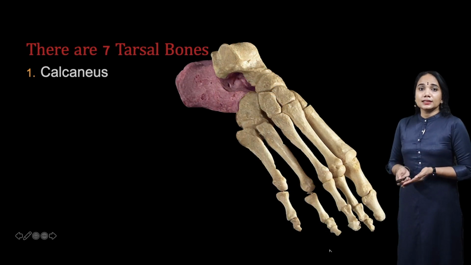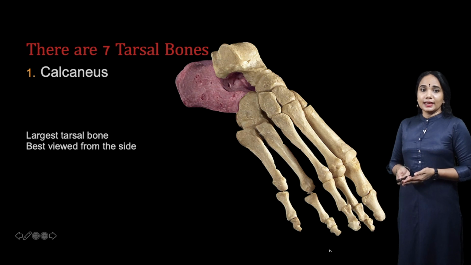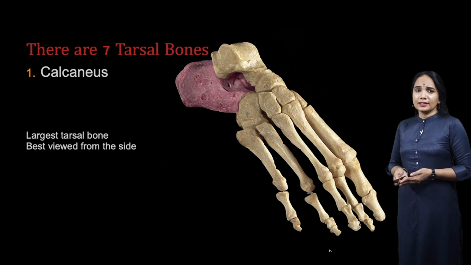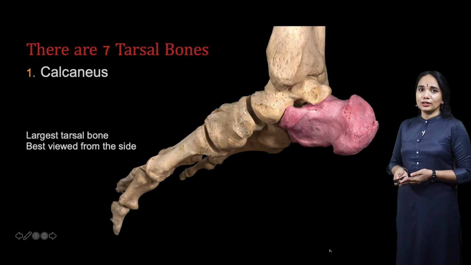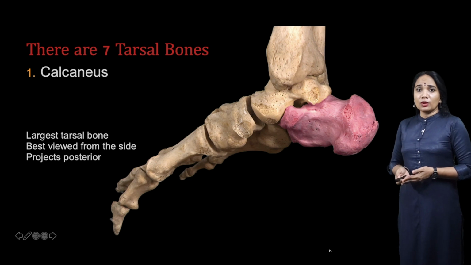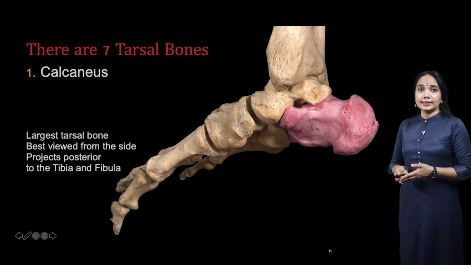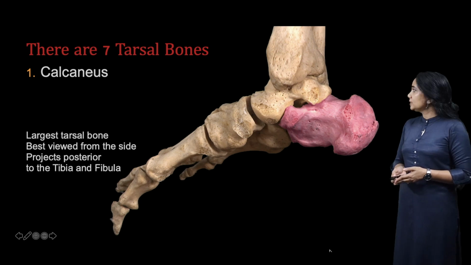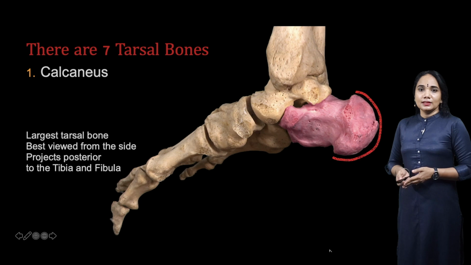The largest tarsal bone is the calcaneus, and it is best viewed from the side. So let's put it in a lateral view and look at it. And from this view, it is obvious that the calcaneus is projecting backwards from the plane or the axis of the tibia and the fibula there.